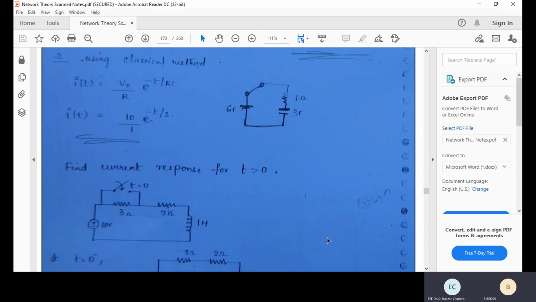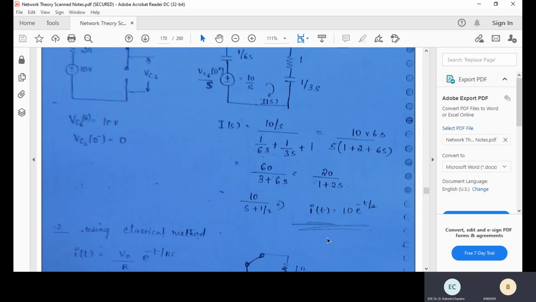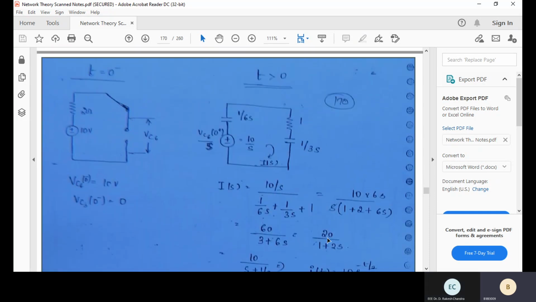Sir, excuse me, sir. Yeah. Sir, we are doing this Laplace transform, converting from the t domain to the s domain. Sir, what is the actual purpose of this Laplace transform?